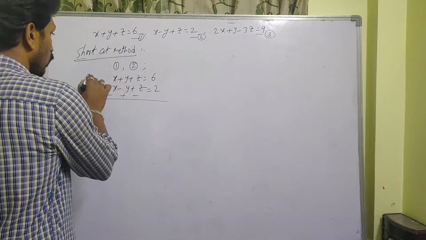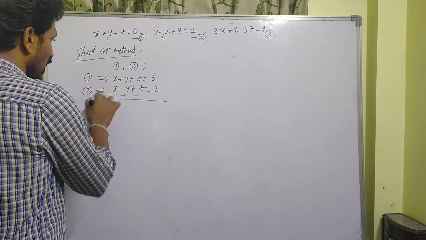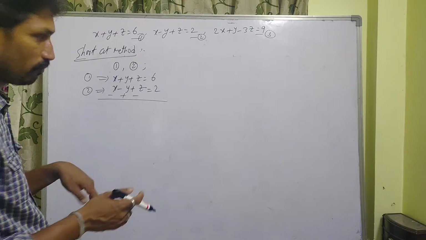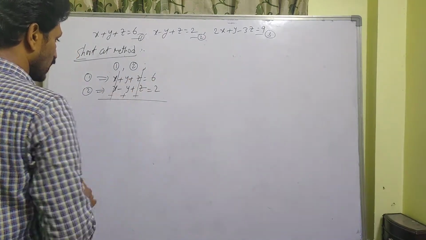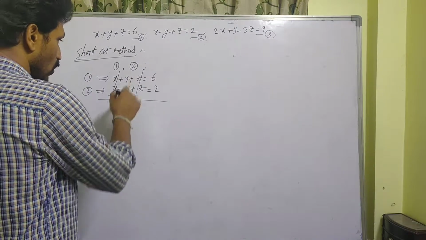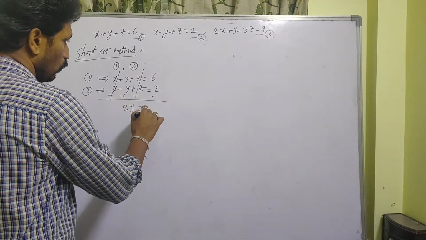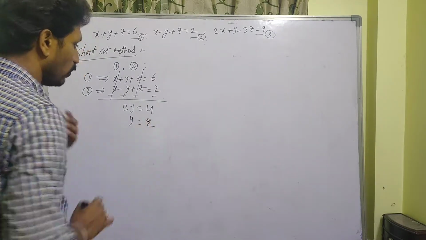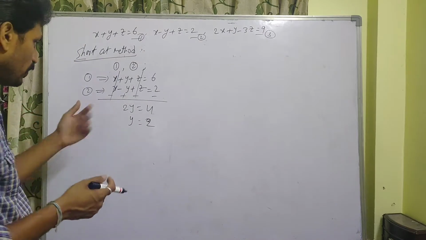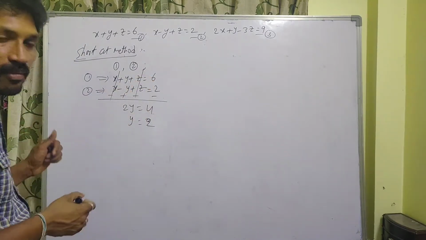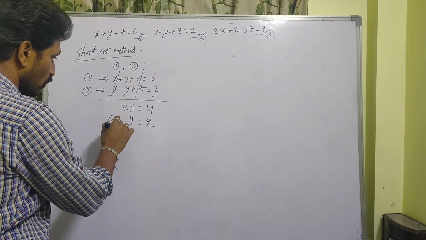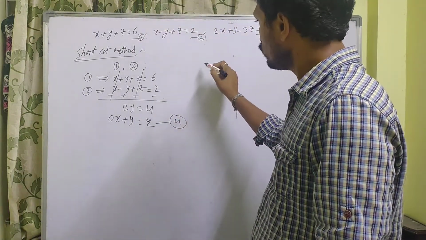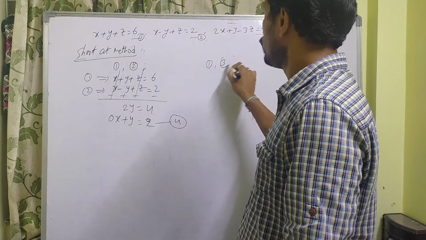By subtracting 1, 2, very clearly z and x both are eliminated here. So z cancels, x cancels. We have only one variable: 2y is equal to 4. 6 minus 2 is 4. So y is equal to how much here? 4 by 2, that is 2. See here, my intention is only eliminating z. So instead of x, we take 0x plus y is equal to 2. This is the fourth equation.